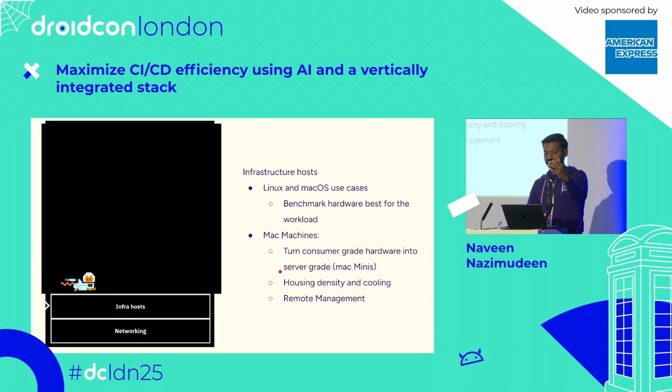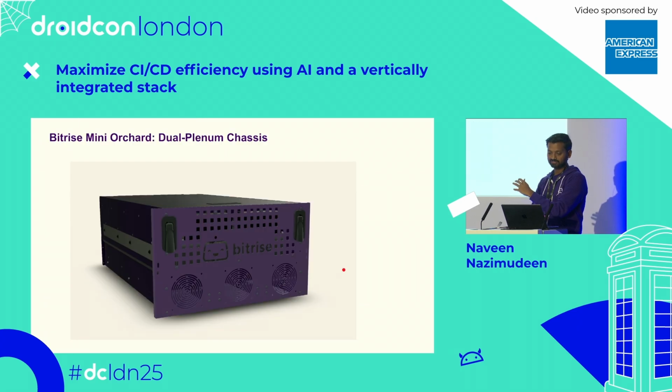On top of the networking are the machines that actually run the build. For Linux, the Linux server use case is widely used, so we don't have a problem there. For Mac machines, we had to turn consumer-grade hardware, that's Mac minis, into server-grade. And so we had to figure out a lot of things there. For example, with M4 Pros, we had to create our own chassis to hold the Mac minis, and so we call it the Bitrise Mini Orchard, because it's holding Apple minis.